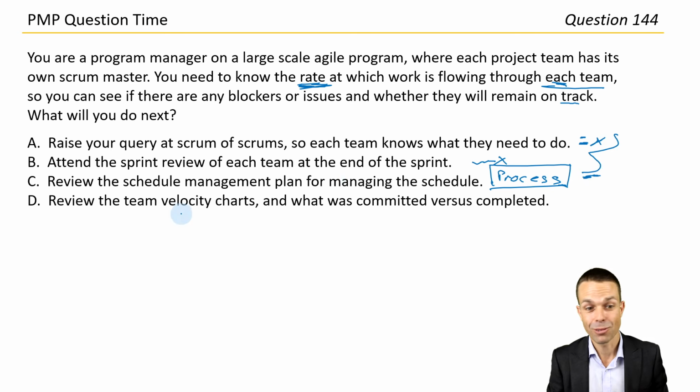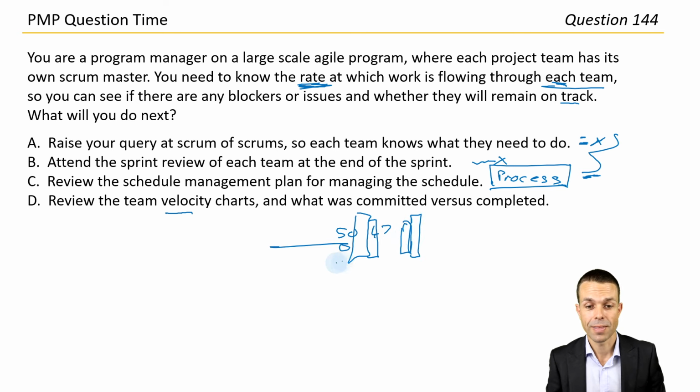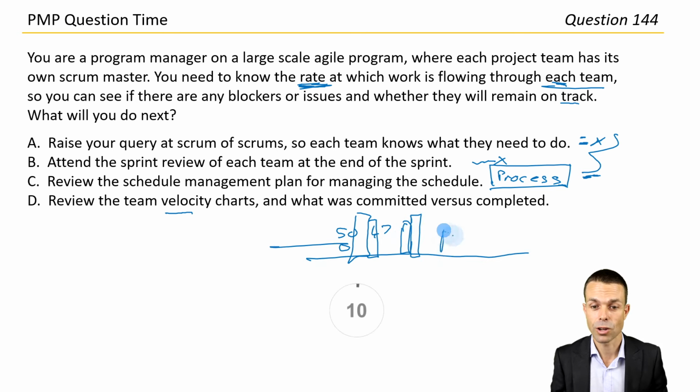Review the team velocity charts, that could work. And what was committed versus what was completed. We said we'd do 50 points and we got 47, pretty good. And now our average is 45, so we commit to 45. We managed to do 47 again, so that sort of thing. That's your velocity chart. It goes over time, and each sprint has what was committed versus what was completed.